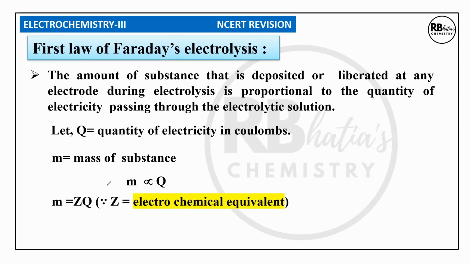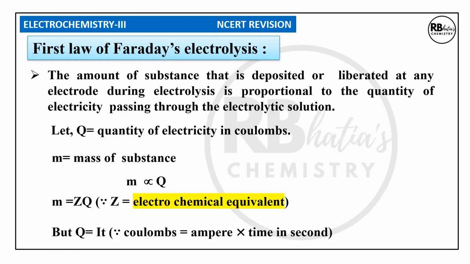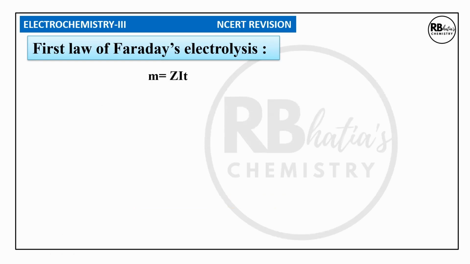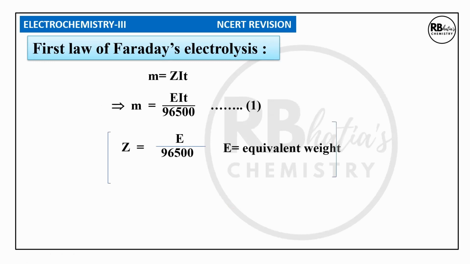Mathematically, this law says M is directly proportional to Q. That is, mass is directly proportional to the quantity of electricity passing through the solution. M is equal to ZQ, where Z is the electrochemical equivalent, and Q is equal to IT, where I is current in ampere and T is time in seconds. So M is equal to ZIT, or M is equal to EIT by 96500.